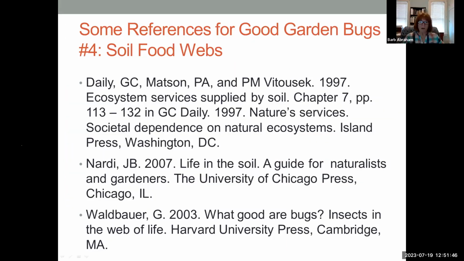Okay, so I recommend this very readable little paperback here. This is also, if you like reading nature books, this one is more, I won't say academic, but it's a little bit drier than this one. This guy, Waldbauer, he writes a lot of nature books that are pretty readable. I use this for a textbook for my ecosystem services of insects class at CNU. And then this one focuses on ecosystem services supplied by the soil. So those are some references.